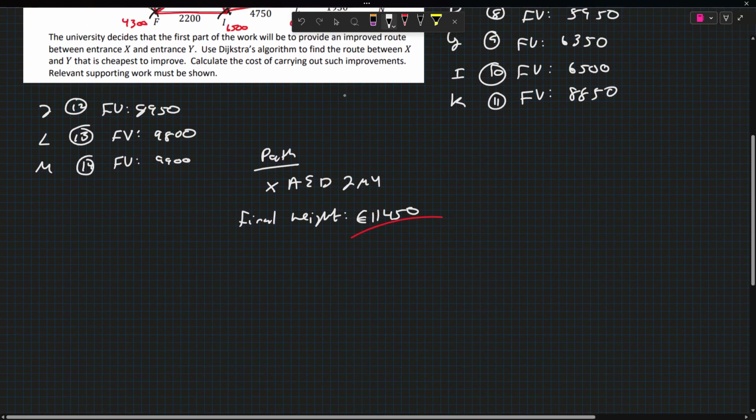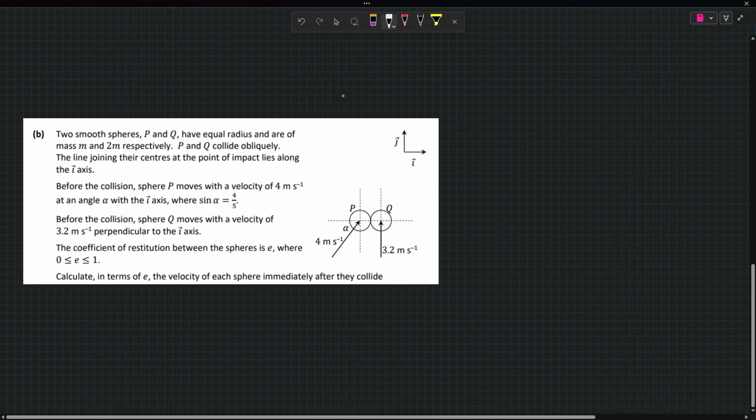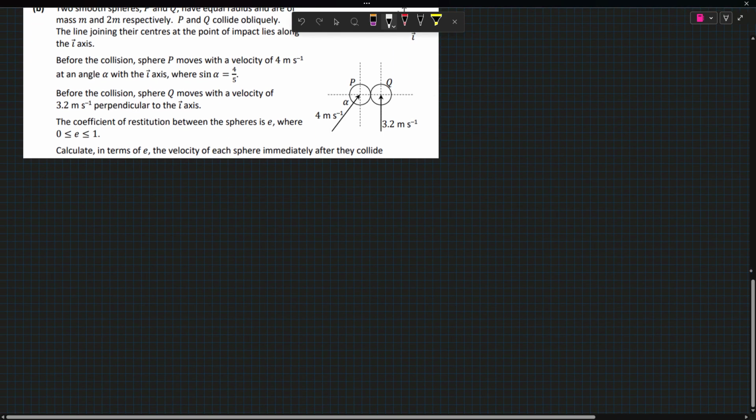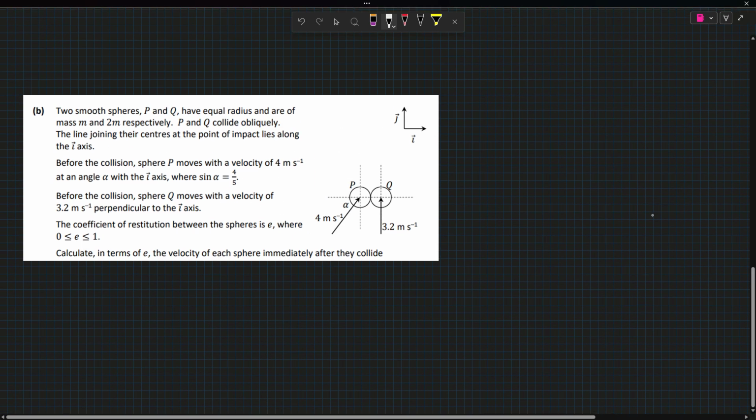Okay, that's that Dijkstra algorithm question done. Huzzah! Right, now I have a collisions question. So you have two smooth spheres, P and Q, of equal radius and masses m and 2m. P and Q collide obliquely. The line joining the centers at the point of impact lies along the y-axis. Yada yada, it's just fine.